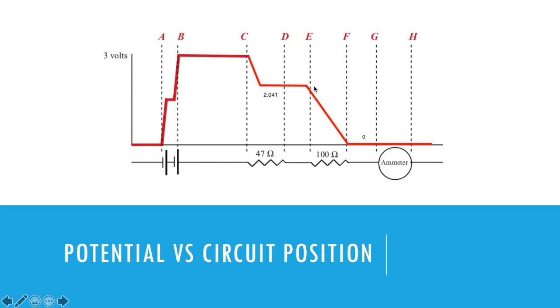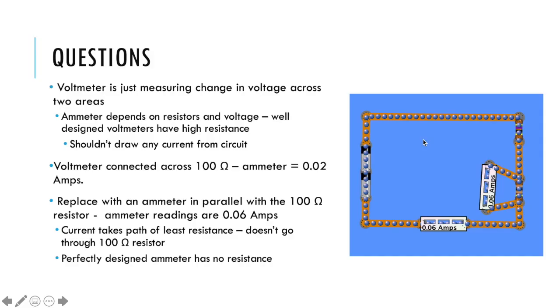So including the voltmeter doesn't change the ammeter readings because the ammeter only depends on the resistor and the voltage, and a well-designed voltmeter doesn't draw any current from the circuit as it has a high resistance. The voltmeter connected across the 100, the ammeter still measures 0.02 amps.